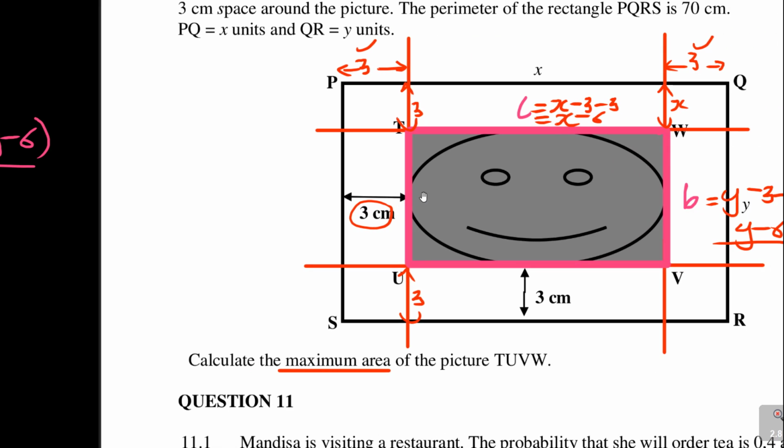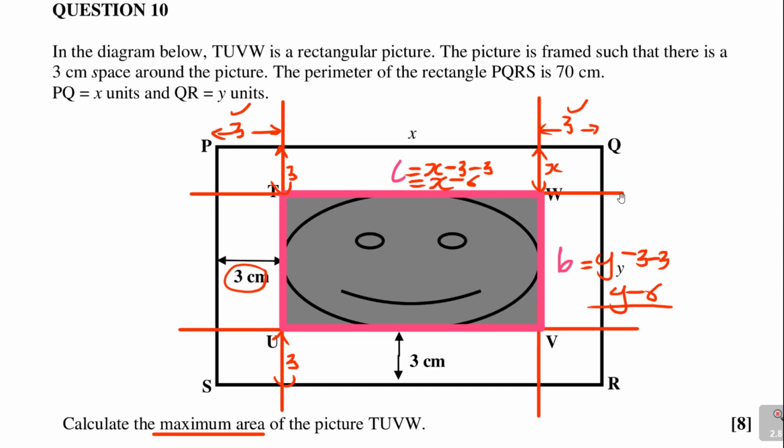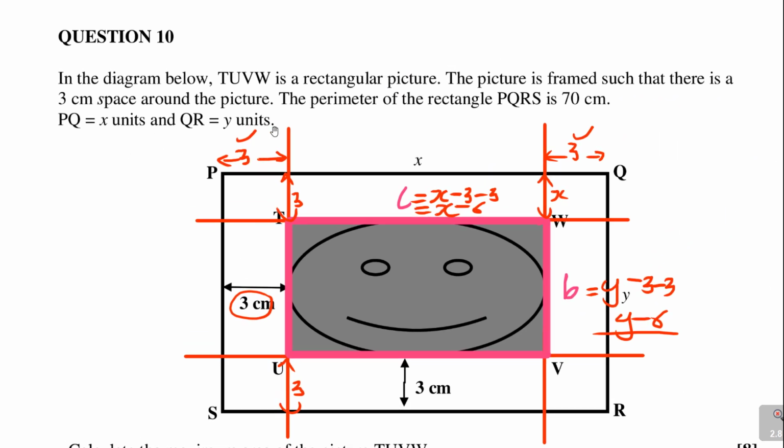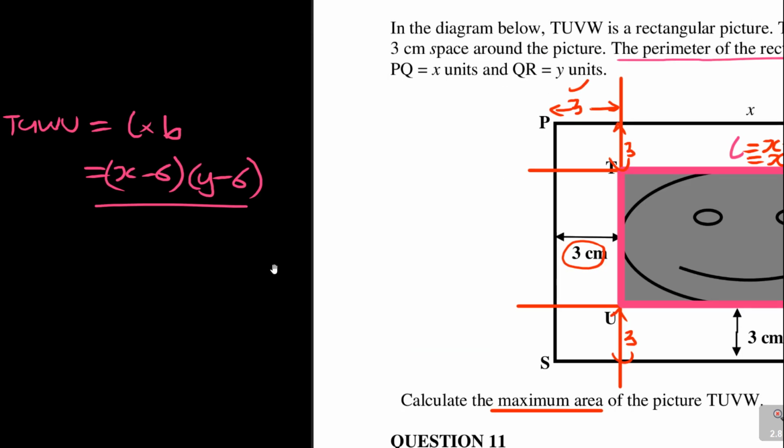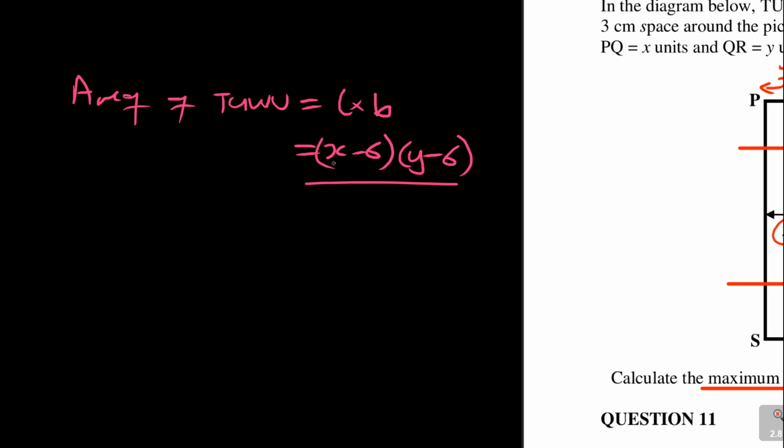But is there anything else that they need? They gave us a hint. Yes, the perimeter of the rectangle PQRS is 70 centimeters. Do you know why they gave you this statement? They gave you this statement because, look at this. If I'm going to open this bracket, the moment I open this bracket, I will have x and y.